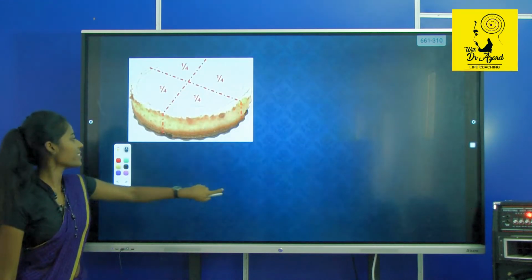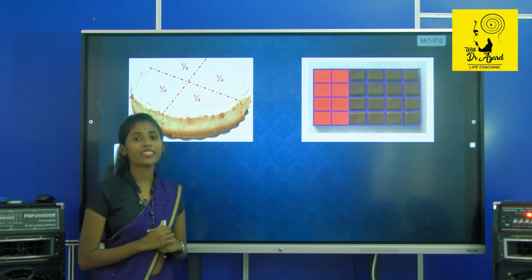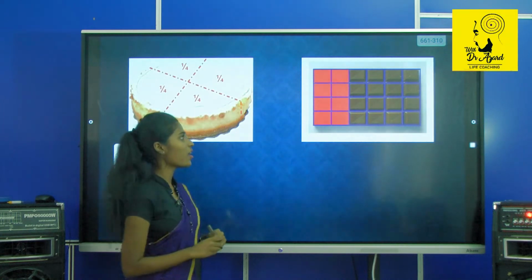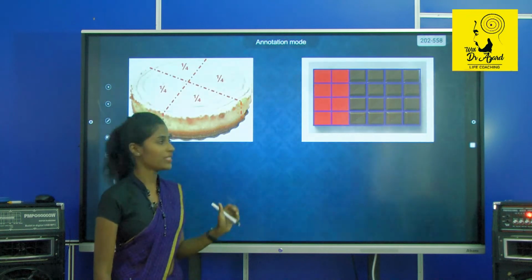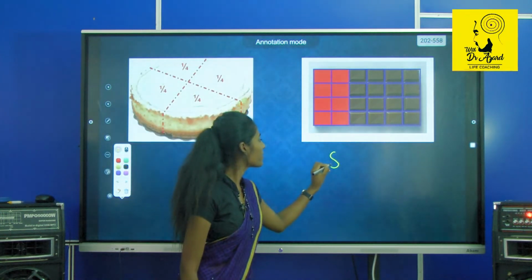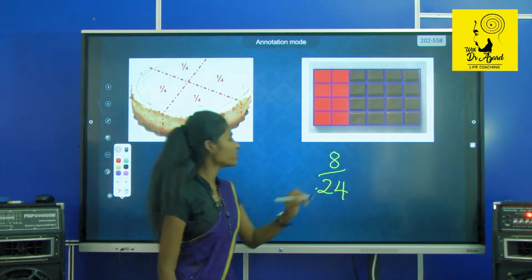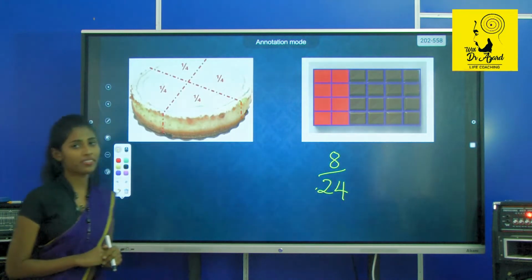Okay, next example. There is a chocolate and it has 24 pieces. Then how can you write the fraction? You are taking 8 pieces. 8 over 24. That's how you can write the fraction.